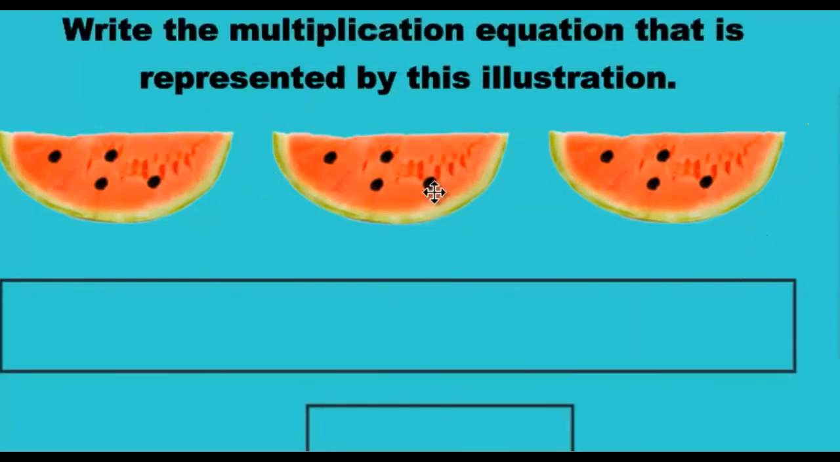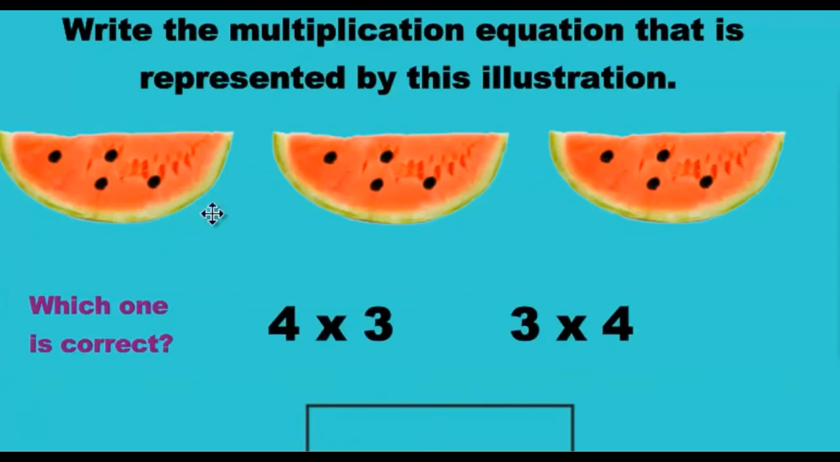So what kind of multiplication equation does this represent? Well, first, try to find your group holders. What's holding things? The watermelons, right? And what are the watermelons holding? Seeds. How many groups do we have? We've got 1, 2, 3. We got 3 groups. So which one of these is correct?